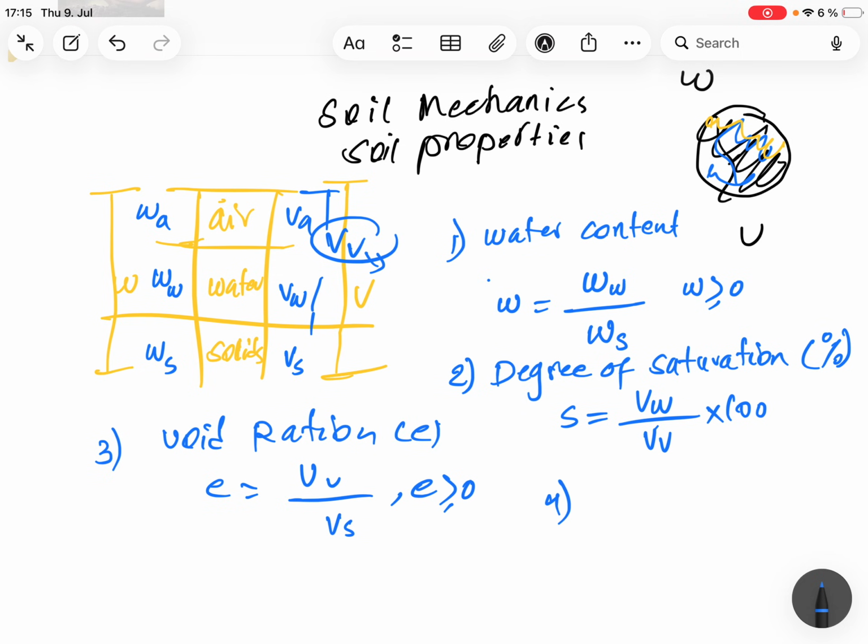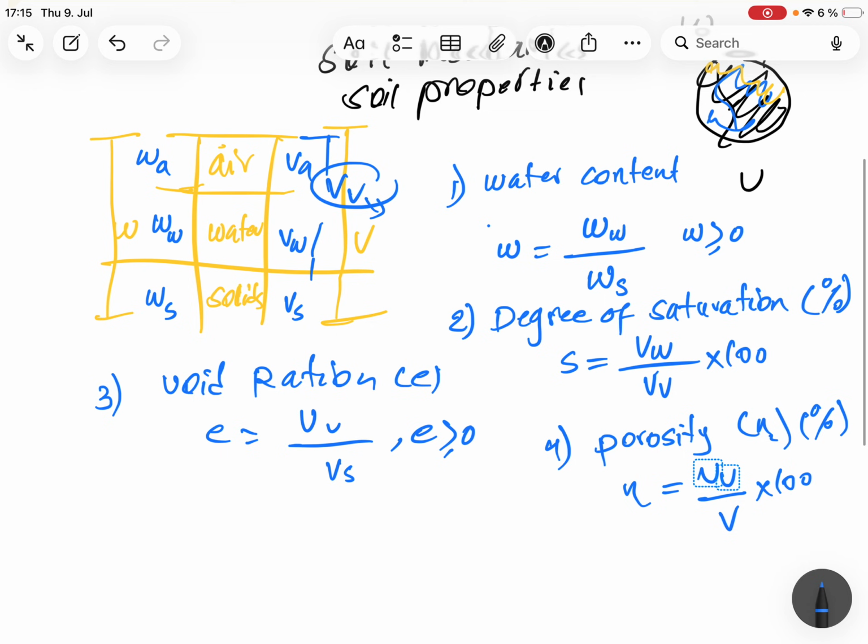The fourth formula is porosity. Porosity is shown with this symbol, and it's equal to the volume of void divided by the total volume times 100. So it's always shown in percentage. It shows how much voids we have in the total volume of the sample.